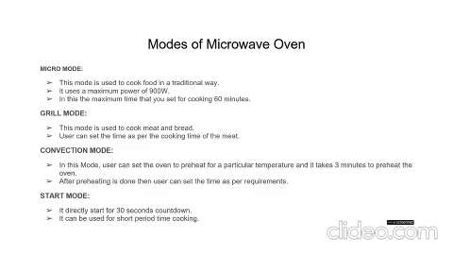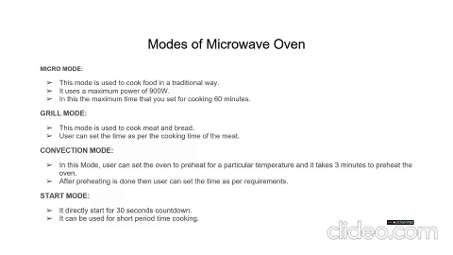These are the modes we have implemented in our project: micro mode, grill mode, convection mode, and start mode. Micro mode is used to cook food in a traditional way. Maximum power is 900 watts and maximum time is 60 minutes for cooking. Grill mode is the same as micro mode, and it is used to cook meat and bread.